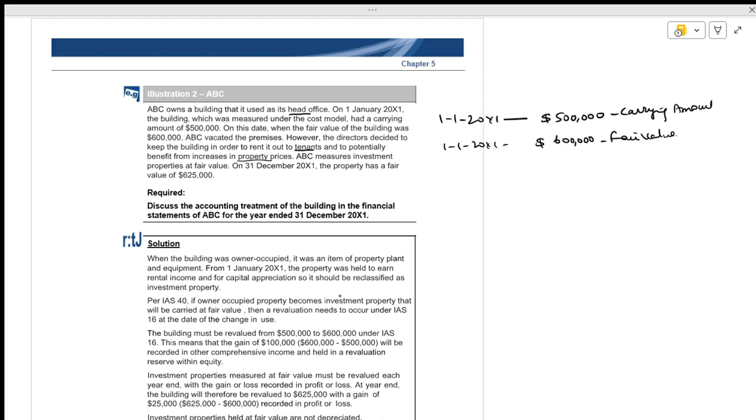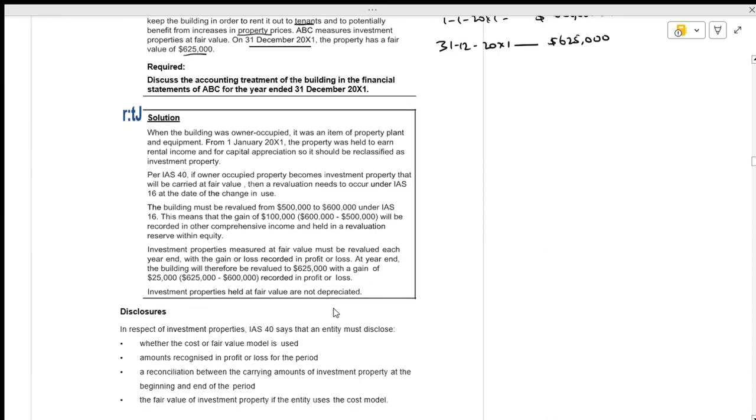If that is the case, we have to think. We are getting a rental, and we are talking in terms of increase in prices. It means IAS 40. ABC measures investment property at fair value. On 31st December 2001, the value is 625. Very simple, very specific also.